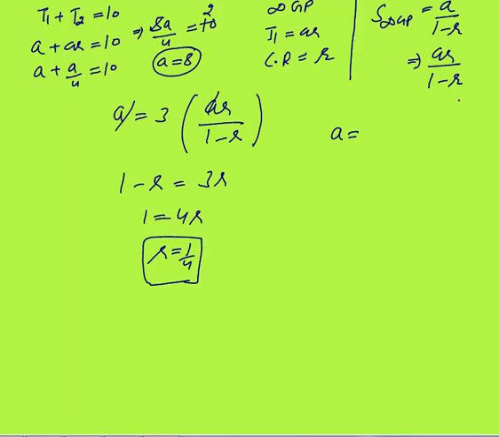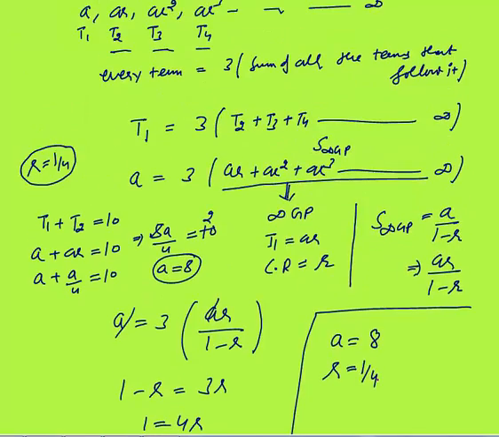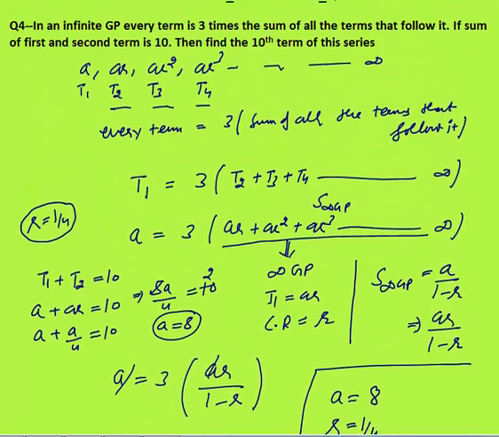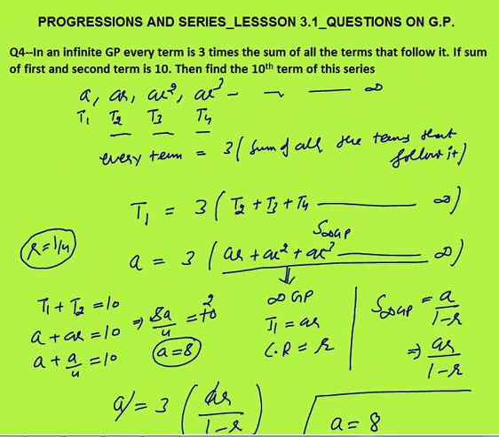So first term A is 8 and common ratio is 1 by 4. What we need to calculate is the 10th term. Term number 10 would be AR power 9, that is 8 into 1 by 4 power 9, which will be your final answer. So very important, you have to understand the language in this question, and you must know the sum of infinite terms of a GP: A upon 1 minus r, where A is the first term, term number 1.